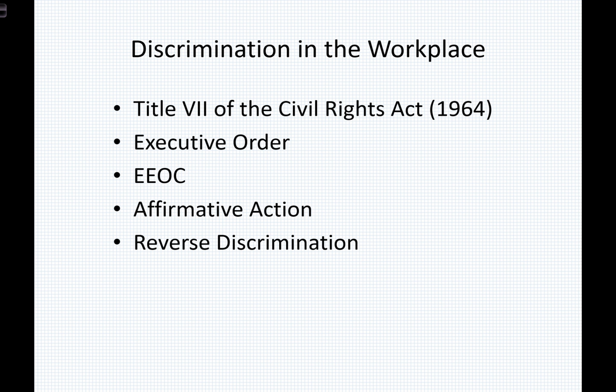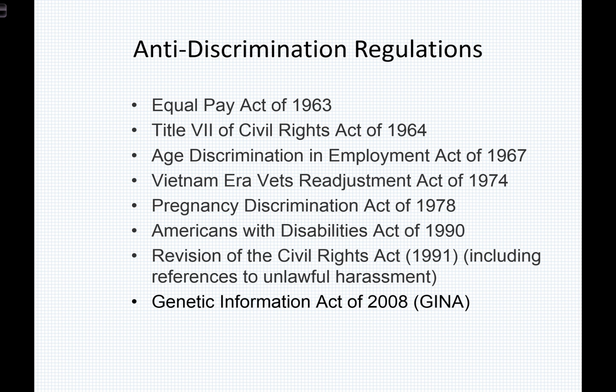We'll be talking a little bit about the EEOC, or the Equal Employment Opportunity Commission, and a concept or doctrine referred to as affirmative action, and then also a little bit about reverse discrimination. So as we consider some of the different anti-discrimination regulations themselves, we're running through regulations from the Equal Pay Act of 1963 all the way through the Genetic Information Act of 2008.